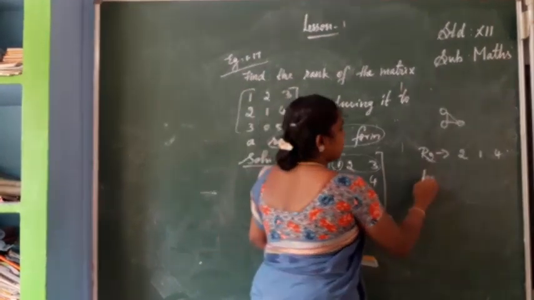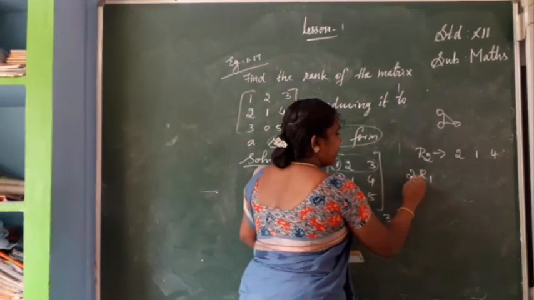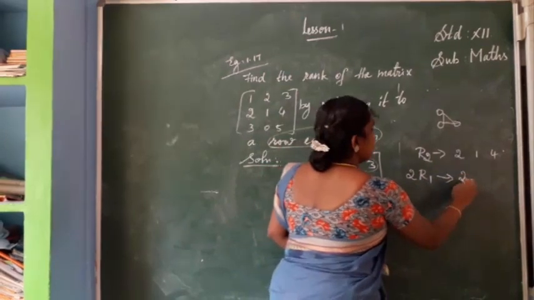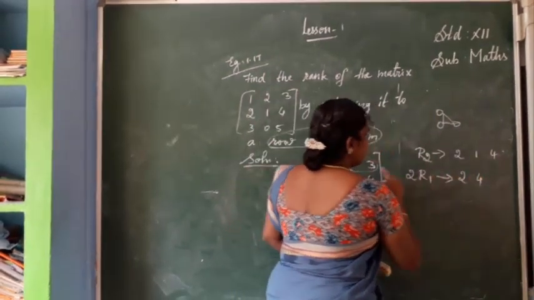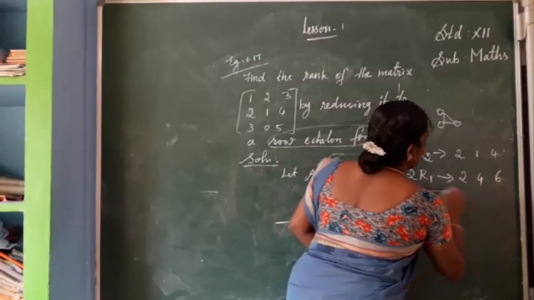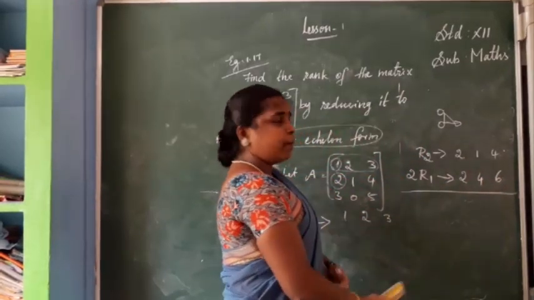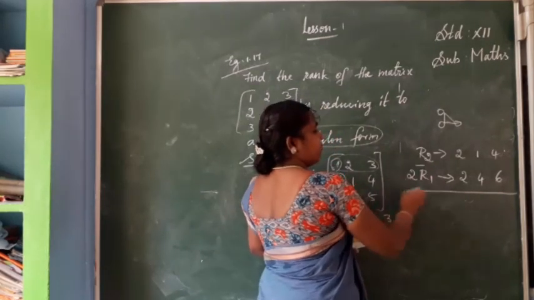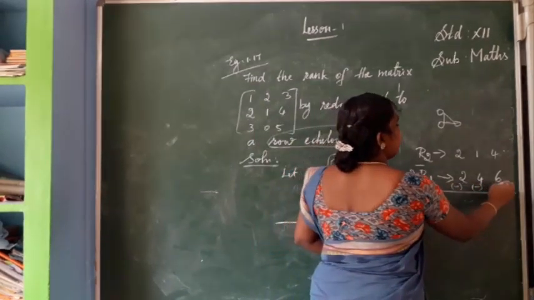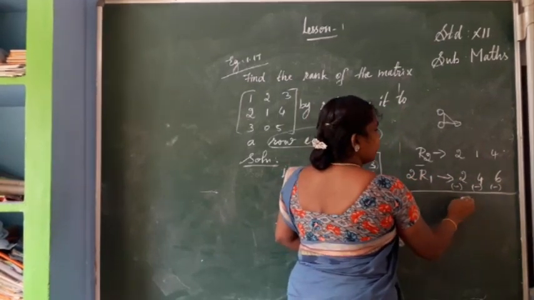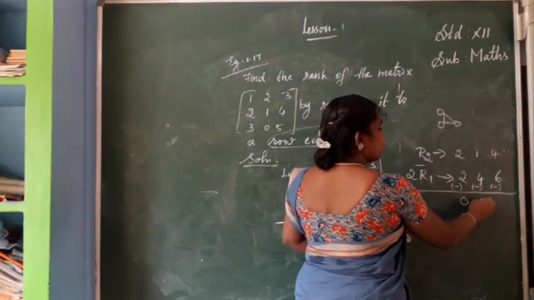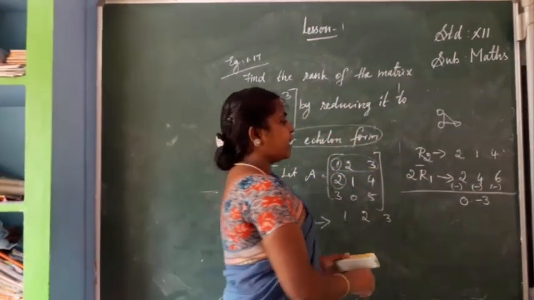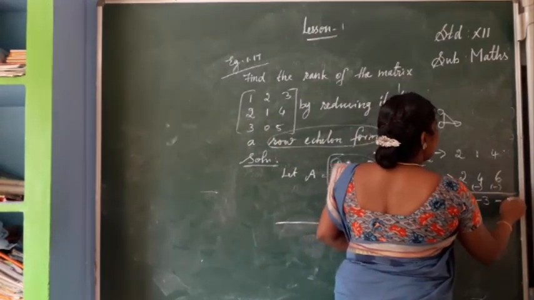So I multiply R1 by 2. 2 into R1: 2 into 1 is 2, 2 twos are 4, 2 threes are 6. Now both elements are the same, so we use subtraction to eliminate. 2 minus 2 is 0. 1 minus 4, the greater is 4, so minus 4 minus 1 is minus 3. Next 4 minus 6, the greater is 6, so minus 6 minus 4 is minus 2.